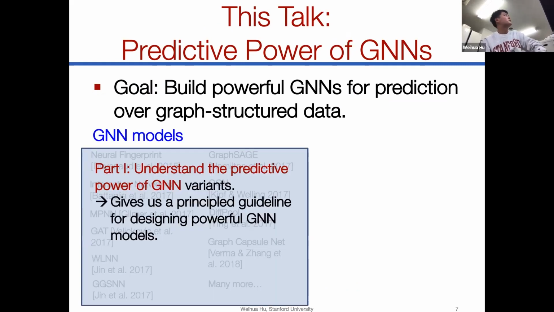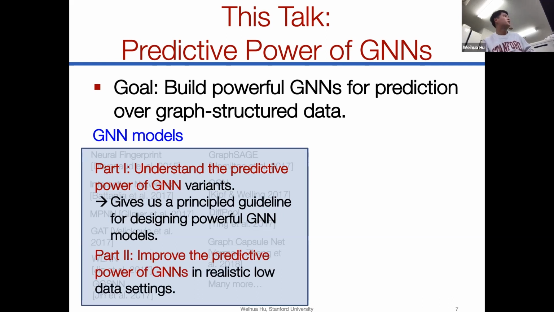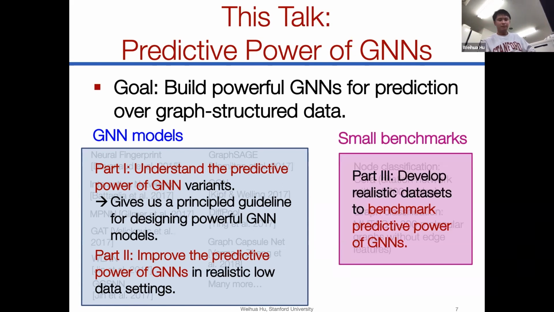To start, I'm going to first provide an understanding on the predictive power of GNNs. There are a lot of variants, but we want to understand all these variants under a single framework, which gives us principled guidelines for designing new GNN models that are more powerful than the existing ones. In part 2, I'm going to talk about how to improve the predictive power, especially how to improve the predictive power of GNNs in the unseen data scenario, how to improve the generalization power of GNNs. And I'm going to specifically focus on the low data regime that is prevalent in the real world.